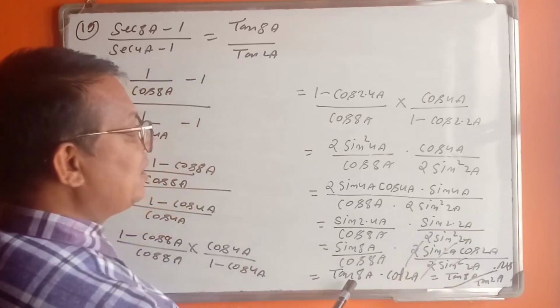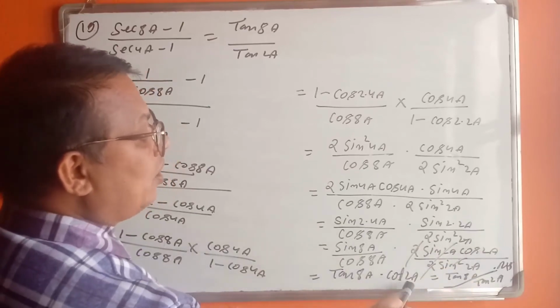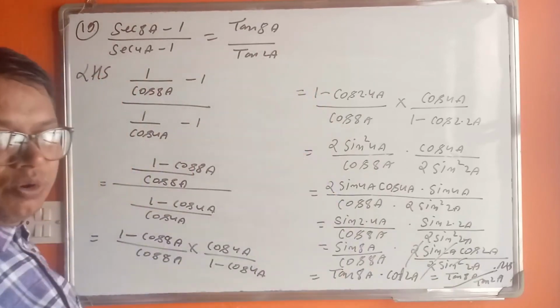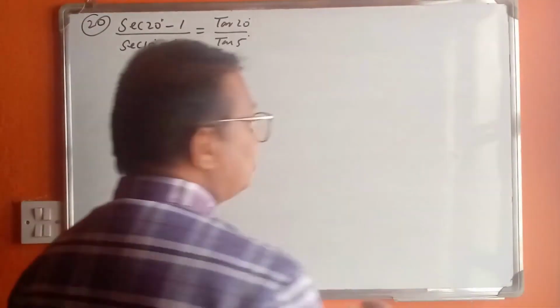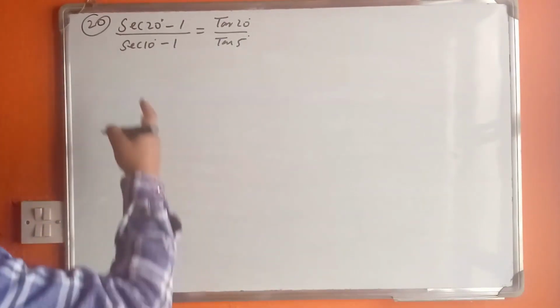And cancelling, the remaining is tan 8a cot 2a, because cos 2a by sin 2a is cot 2a. Cot 2a means 1 by tan 2a. So tan 8a by tan 2a, right hand side proved. Next question. This is also similar to question 19. These questions I'll do so that it will be easy for you.